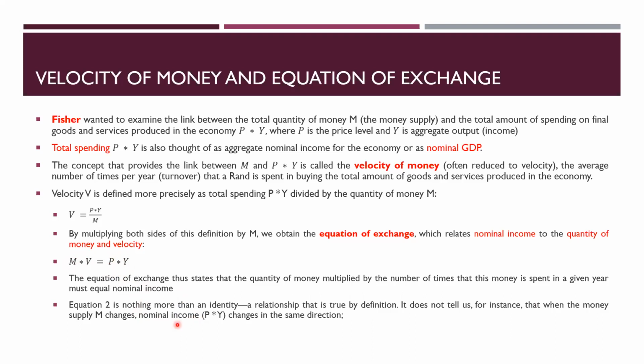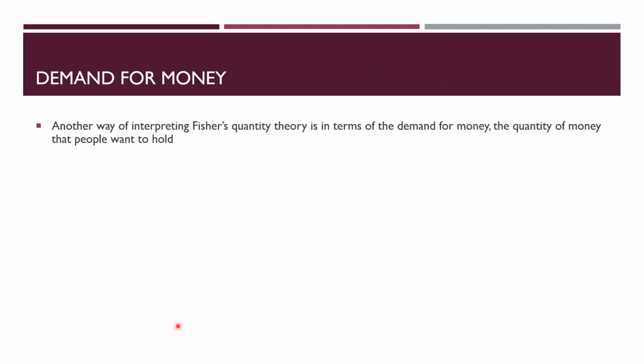In doing that, let's look at the demand for money. We are just looking at Fisher's quantity equation from a different angle, through a different lens. Another way of interpreting Fisher's equation is in terms of the demand for money, the quantity of money that people want to hold. Remember, demand for money is the amount of money that people are willing to hold as cash.